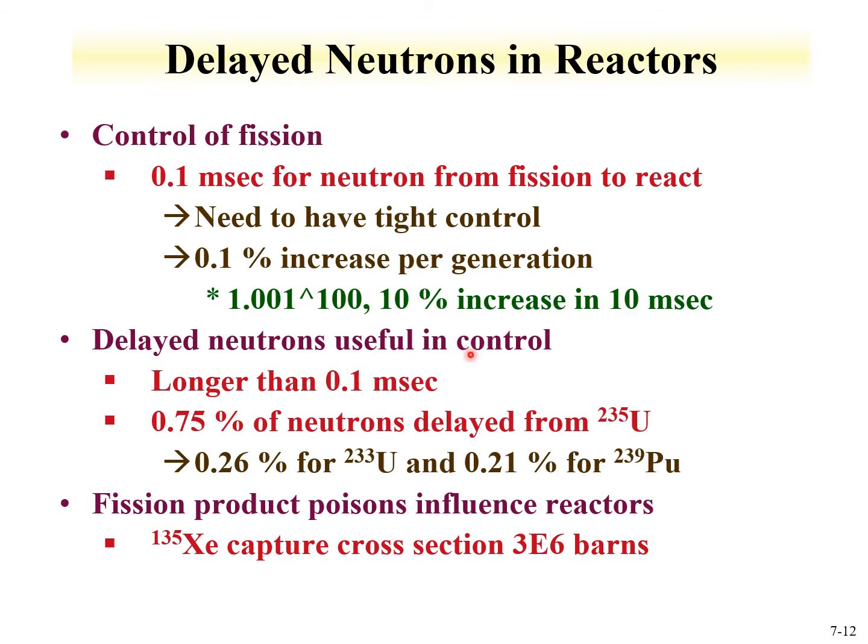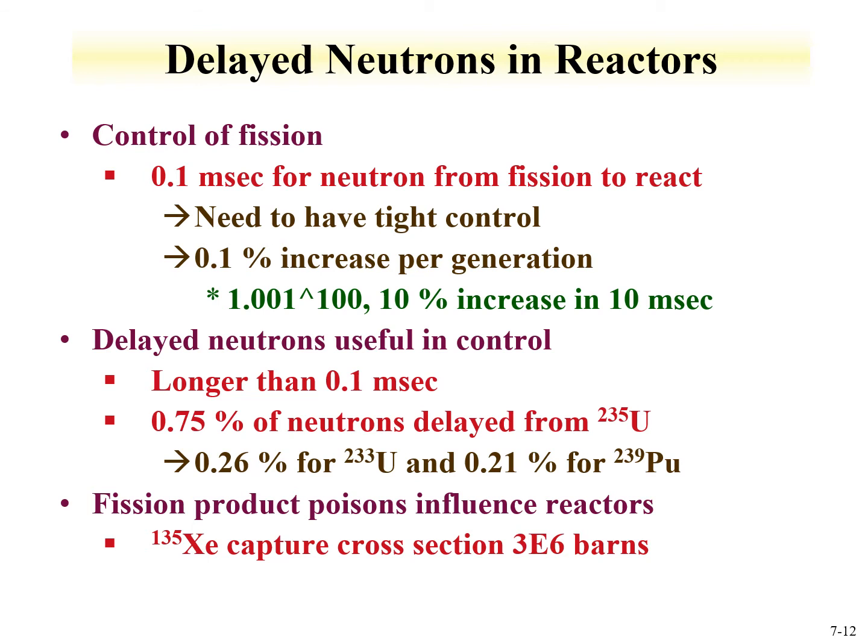So these delayed neutrons all have half-lives much greater than 0.1 milliseconds. That allows even this small fraction a means of having a little bit more control over the fission process. Now, we mentioned that for uranium-235, about 0.75% of the neutrons are delayed.